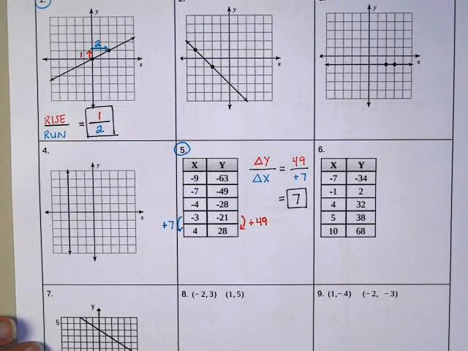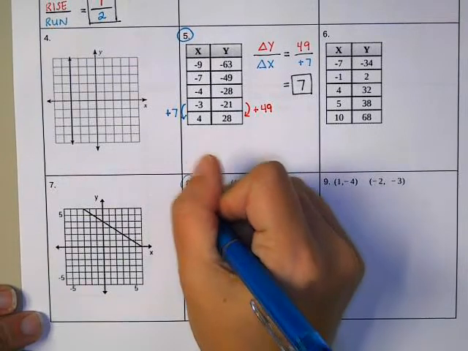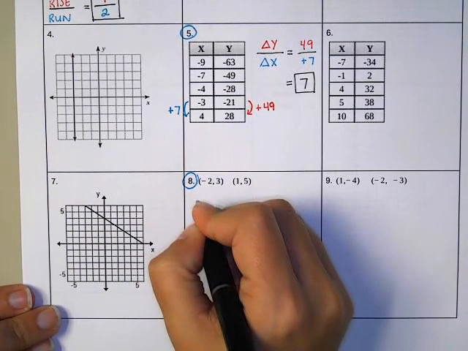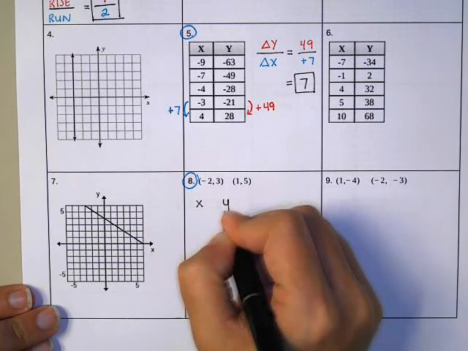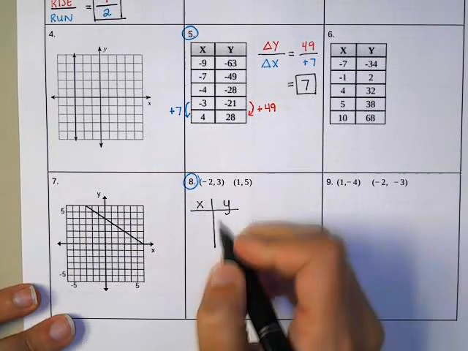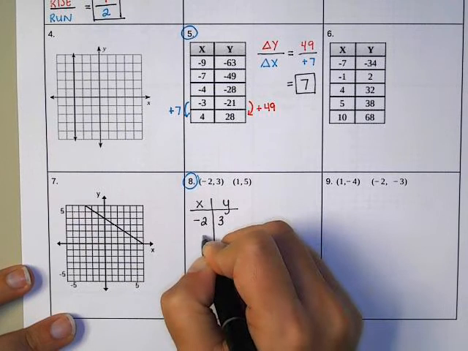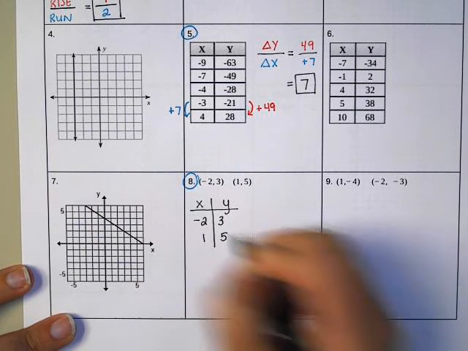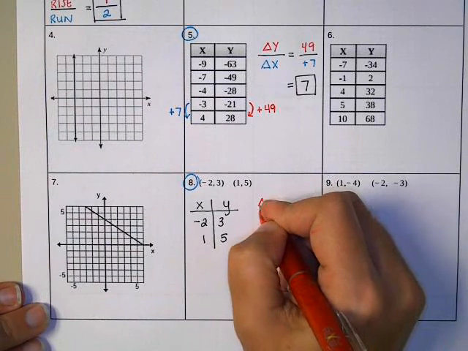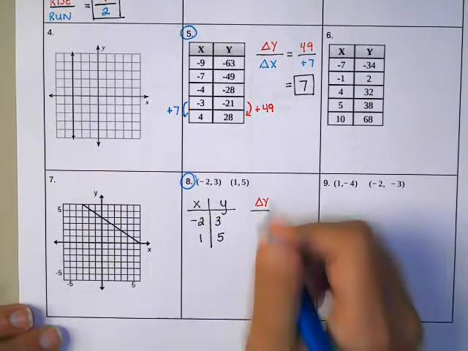Finally, let's try one more example like problem 8, where you have 2 ordered pairs. The first thing I'm going to do here is make a table. So I'm going to have my x column and my y column. My first ordered pair is -2, 3, and my second ordered pair is 1, 5. Now I'm going to go back to change in y divided by change in x.